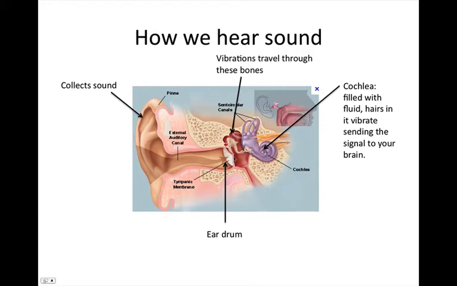This vibration is carried through these bones here to the cochlea, and the cochlea is filled with a fluid, and along the surface of the cochlea are little hairs that are attached to nerve endings. So when these hairs start to move due to the sound, the nerve endings detect it and send this as a signal to the brain, and that is how we hear sound, very briefly.